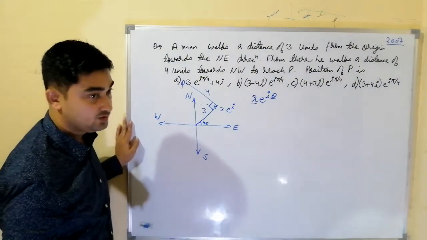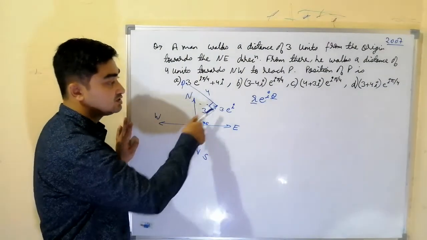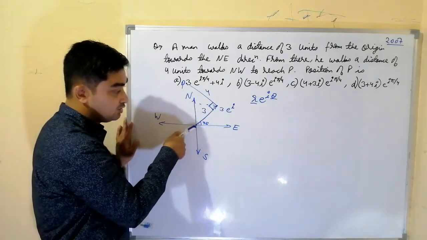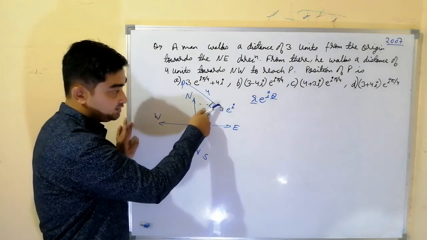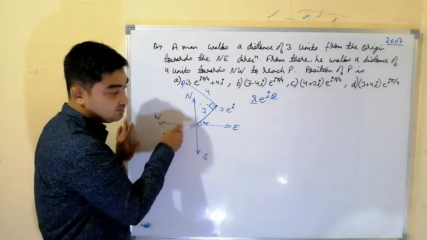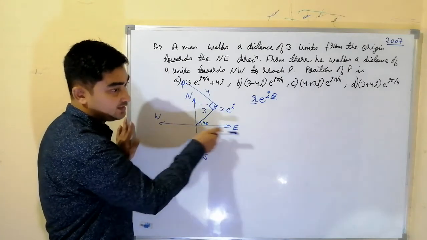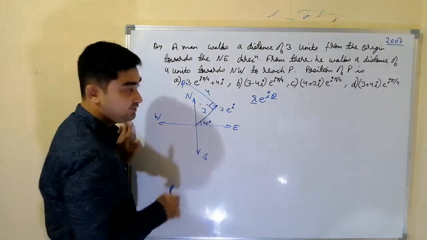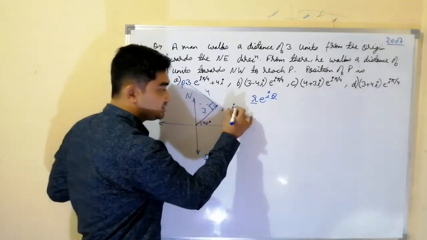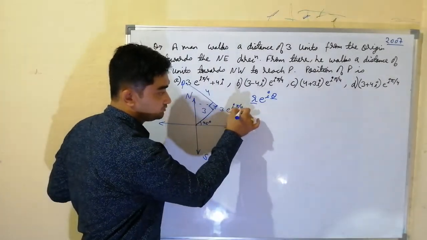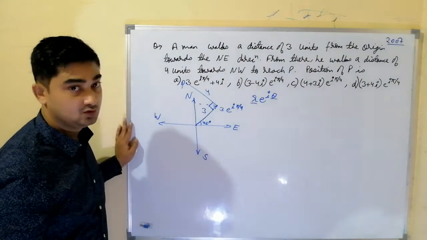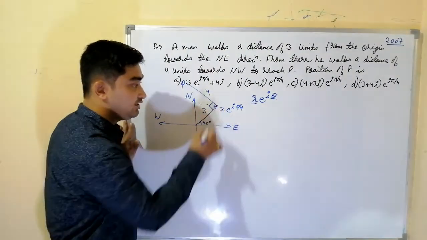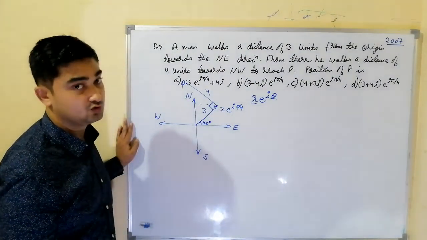Theta is the amplitude of the complex number, which is the angle that the line joining this point to the origin makes with the positive direction of the real axis. So this angle is 45 degrees. That means it is iota pi by 4. Yes or no? So this point is 3 into e power iota pi by 4.